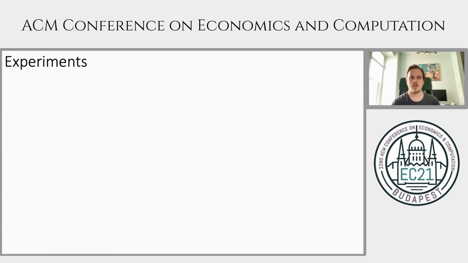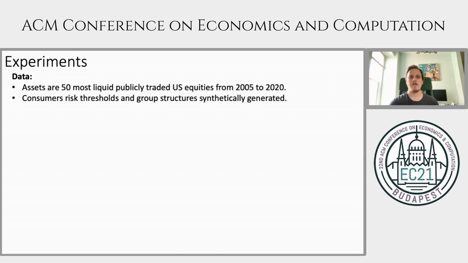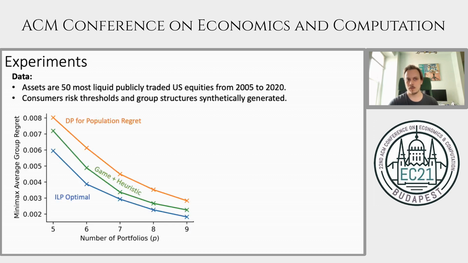Okay, so finally, I'd like to talk a bit about some experiments that we carried out, evaluating our algorithms and several baselines on real financial data from the 50 most liquid publicly traded US equities during the time span of 2005 to 2020. The consumer risk thresholds and their group structures in these experiments are synthetically generated. For various values of P, the number of portfolios, we plot the minimax average group regret for the dynamic program that minimizes the population regret, our two-player game plus sparsification heuristic, and also for the optimal set of P portfolios obtained by solving an inefficient integer linear program.